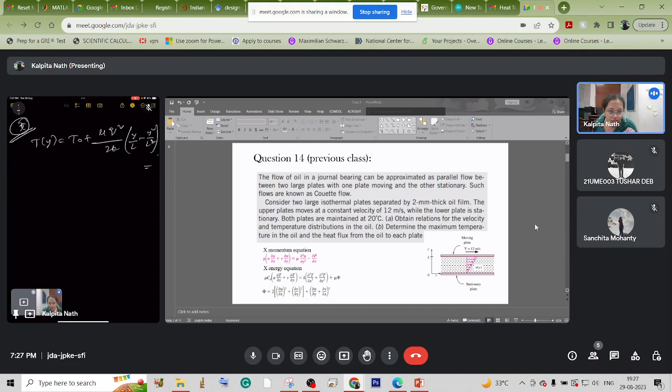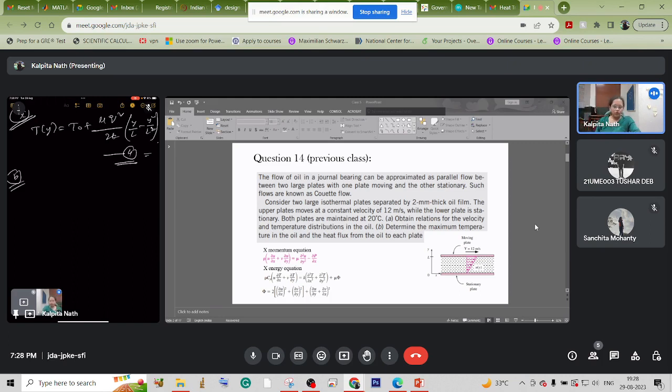Now, what is the second question? Determine the maximum temperature in the oil and heat flux from oil to each plate. So we have to find out the maximum temperature and the heat flux from the oil to each plate. For that, we'll mainly be using this equation, which we'll call equation number 4.